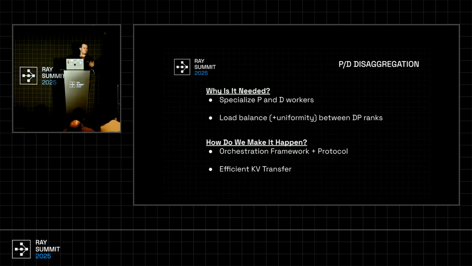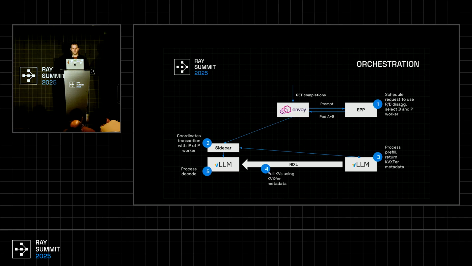So we really need 2 things to make this happen. One is an orchestration framework and protocol to be able to coordinate the requests. And then the second is efficient KV transfer. So at Red Hat, we launched a project in collaboration with Google and others from the vLLM community to build an orchestration framework for serving LLMs. It's called llm-d. And one of the features that we have in llm-d is the ability to do PD disaggregation serving requests.